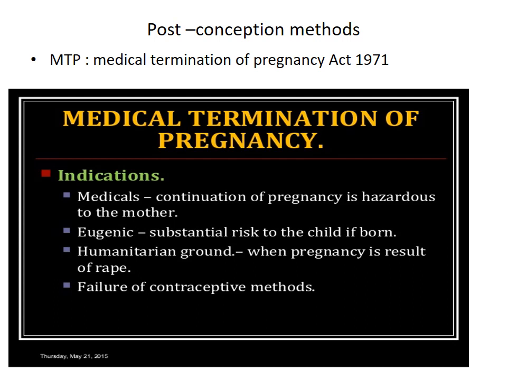Now, what are the indications of medical termination of pregnancy? Indications are any medical emergency to the mother. Eugenic, that is something risky to the child, some genetic problems. Humanitarian ground, when pregnancy is a result of rape, and failure of contraceptive methods.